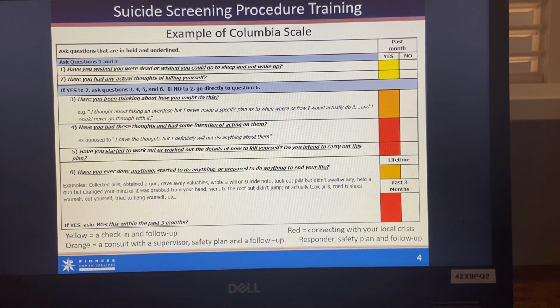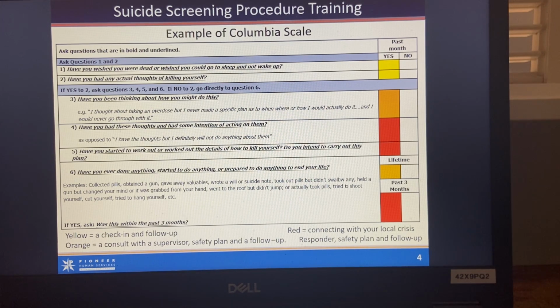This is an example of the Columbia scale. We determined to use the Columbia scale because of its vast amount of evidence behind using the scale. The scale is currently used by primary care physicians, hospitals and ERs, as well as social workers and licensed mental health counselors in the private sector. The Columbia scale is in two versions. There is the long version, and there is also the short version.